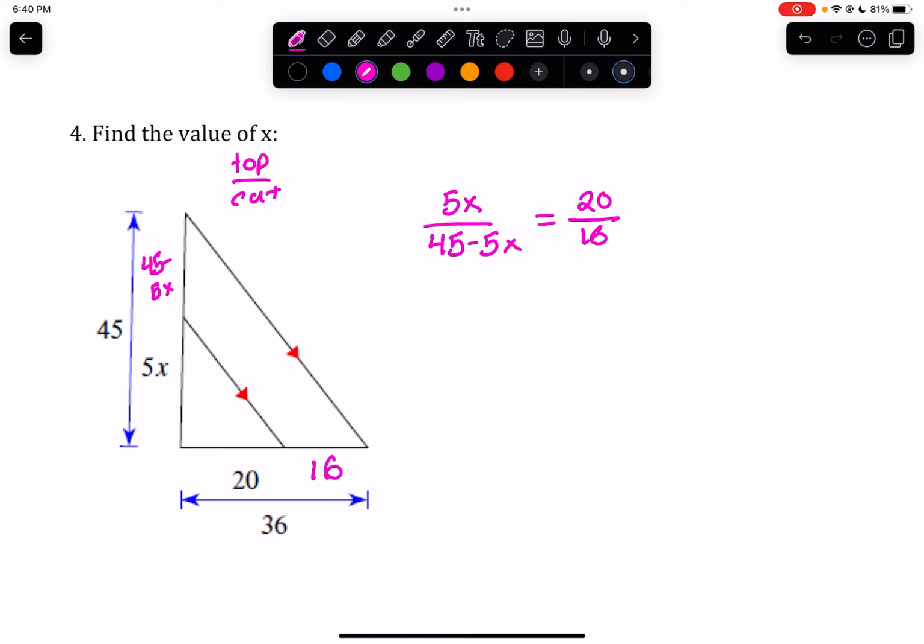So we're going to cross multiply. 20 times 45 gives me 900 minus 100x equals 5 times 16, 80x. So I'm going to move this over. I'll get 180x on this side, 900. I'm going to do 900 divided by 180 to get that x is equal to 5.